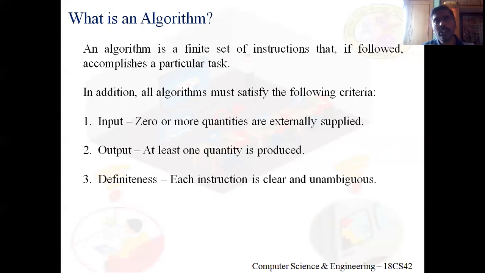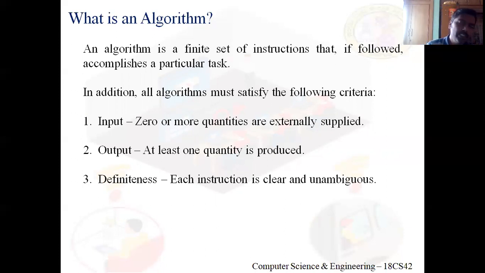For example, say a temperature sensor. Some sensors will be there, and we are not going to give any input. If the temperature exceeds some threshold, it should pop up some message. Automatically, the temperature sensor monitors the temperature. We are not going to give input, but when the threshold is exceeded, it is going to give some output. Got it? Here, algorithms can have zero or more inputs. And what about output? At least one output, one quantity, should be produced.